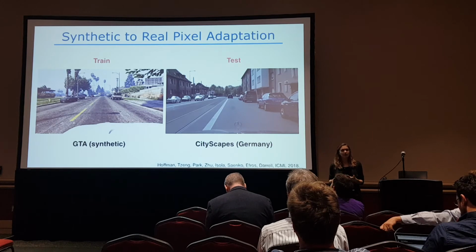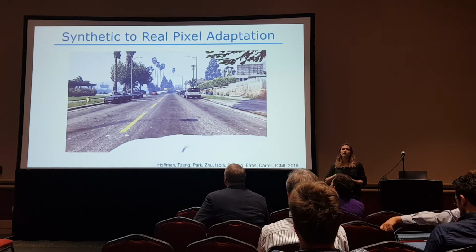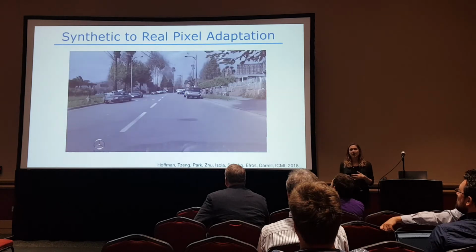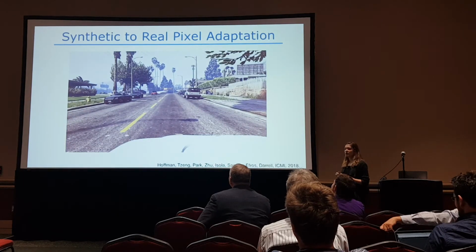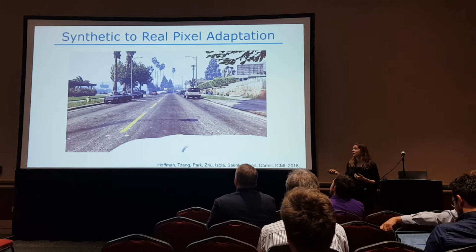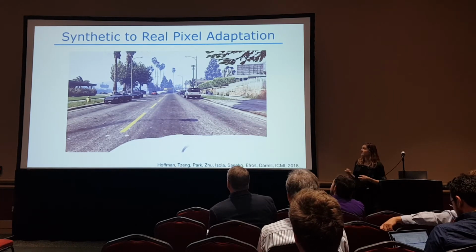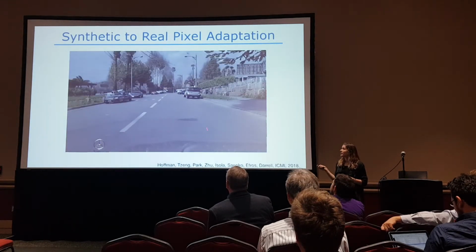So again, the first thing we're going to do is take our image from GTA and stylize it to look more like the Cityscapes data set. After we do that, we get this image. The difference is here: GTA is emulating street scenes around Los Angeles, which happen to be much rougher looking, with different potholes, non-smooth. And after adaptation, we get the nice, smooth German road.